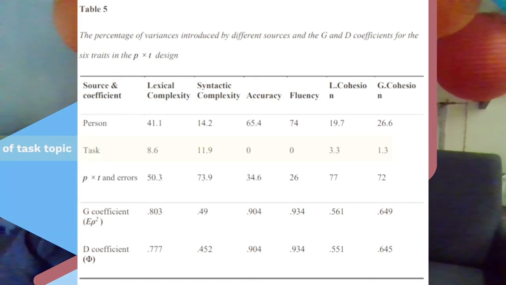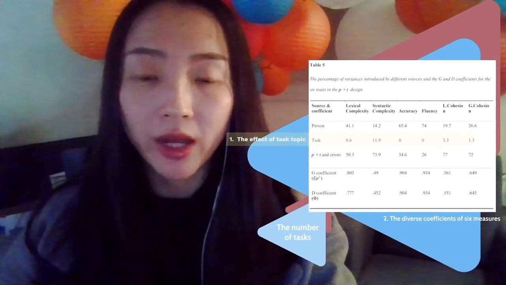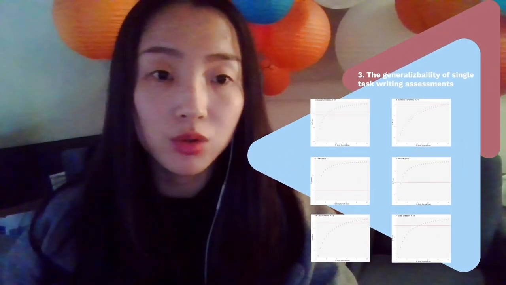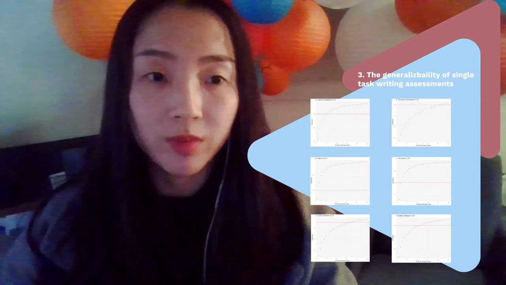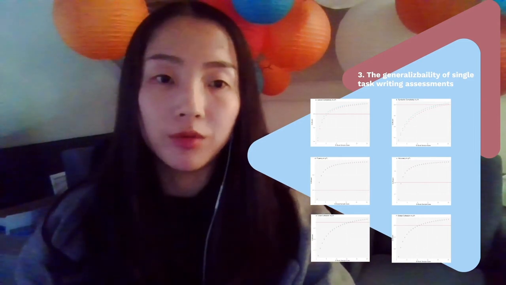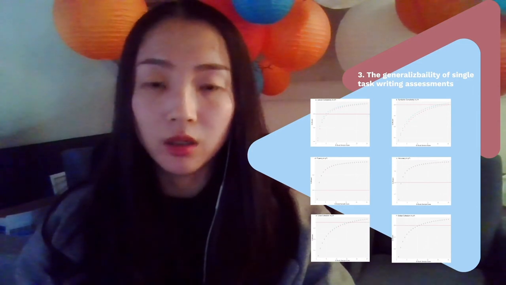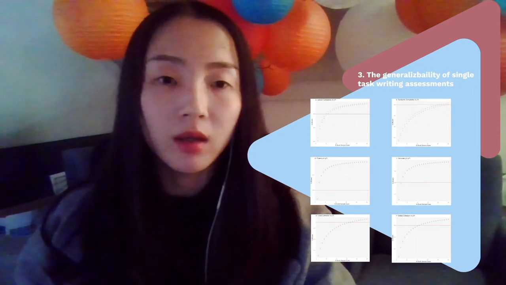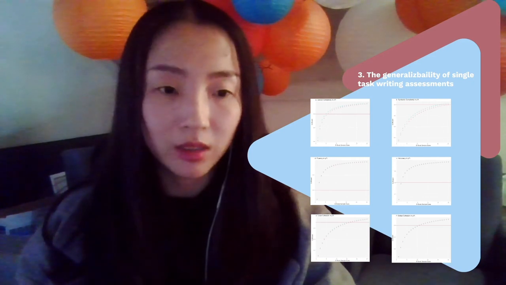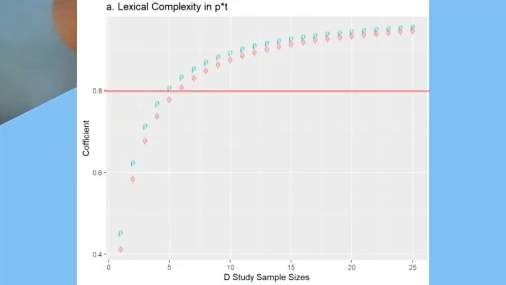To know how reliable a single task writing sample is, we need to look at the generalizability estimation when the number of tasks in the assessment was 1. That can be done by G-theory using a D study, decision study.